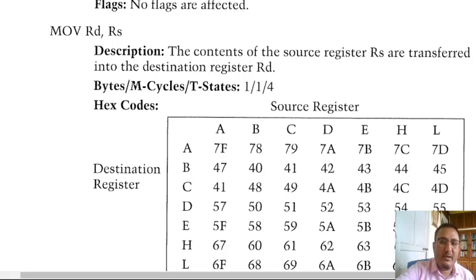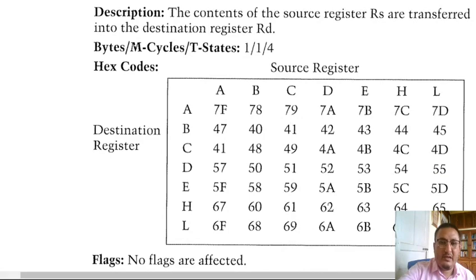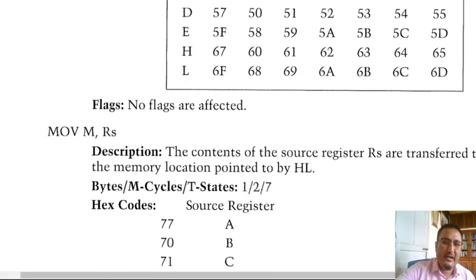It requires 1 byte, 1 machine cycle, and 4 T states. Now, the possible combinations of source and destination registers are given. The source registers can be A, B, C, D, E, H, and L. Likewise, destination registers can be A, B, C, D, E, H, and L. None of the flags are affected.